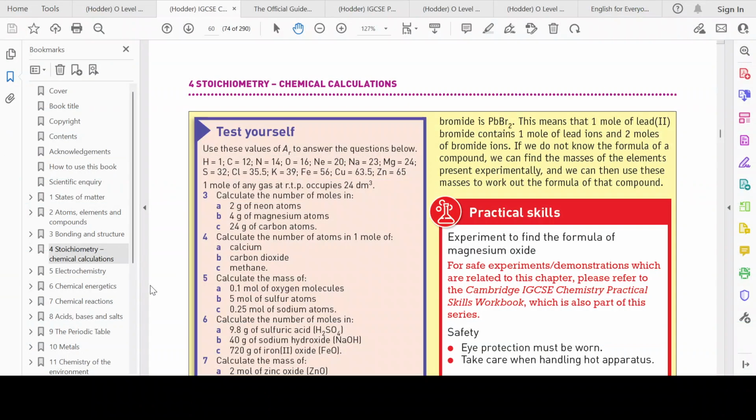Okay. Back to the book. So if we do not know the formula, now this is right. The subheading is calculating formula. What if I don't know the formula? Can I use masses and moles to figure it out? We can find the masses of the elements present experimentally, and we can use these masses to work out the formula of the compound. Okay, how do we do that?